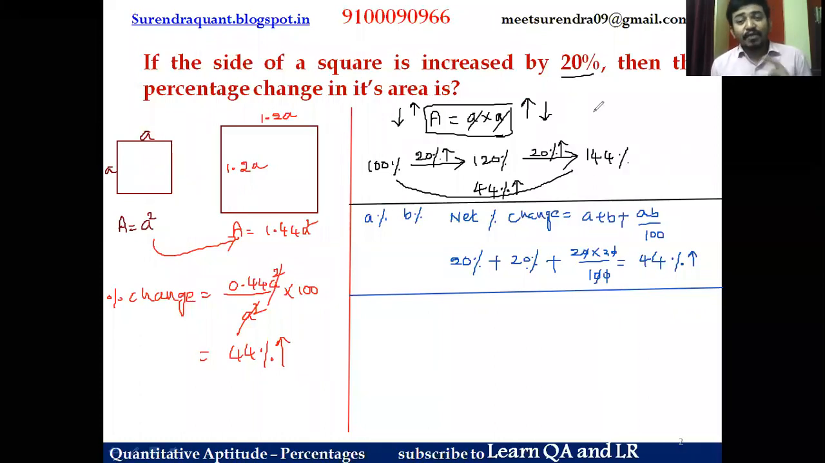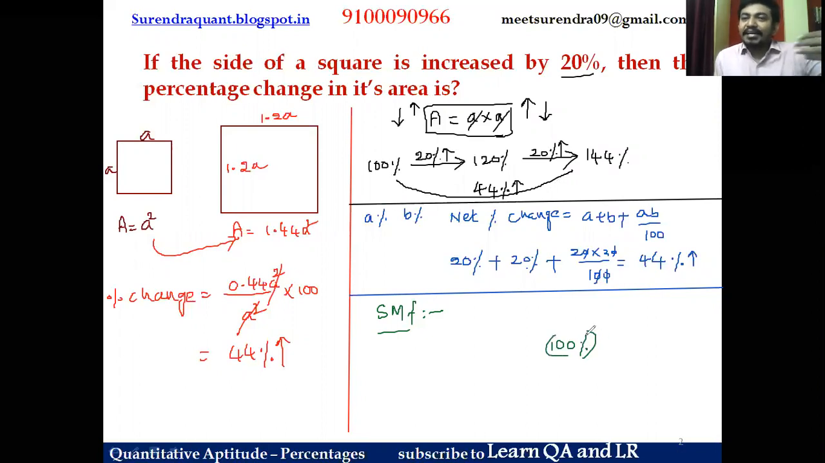Then there is one more model called the successive multiplying factors model. If anybody missed my previous video on successive increases or decreases, I request you to see that video. It will give very good information. So we don't know the initial area. Let us say 100%.